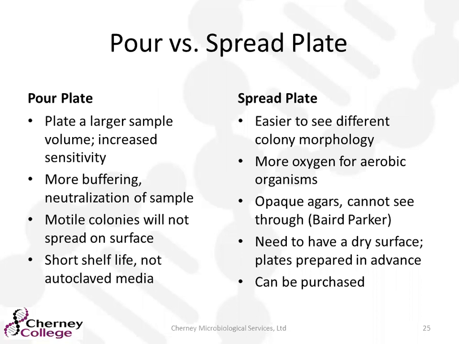Again, when we talked about the spread plate, very easy to see the colony morphology because everything's on top, and pull those samples. Gives us a better exposure to oxygen for our aerobic organisms. If you're worried about staph, there's staph Baird Parker, and that agar is actually a very opaque color. So if we were to do that as a pour plate, you may not see the colony inside of it, and that's why that staph Baird Parker will always be a spread plate. And again, we talked about what the surface needs to be to adequately spread our organisms across that without letting them swarm.